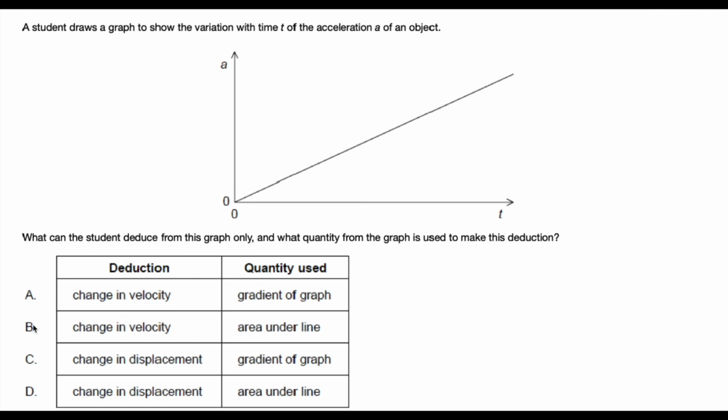So change in velocity is going to be equal to the area under the line. This is true. So for change in displacement, if you have a velocity versus time graph, then the area under the curve represents change in displacement.